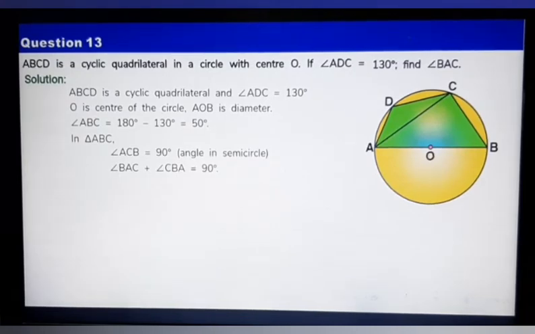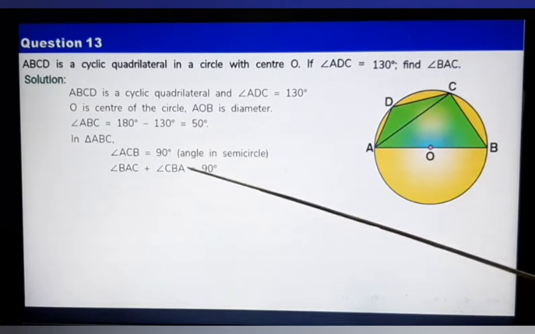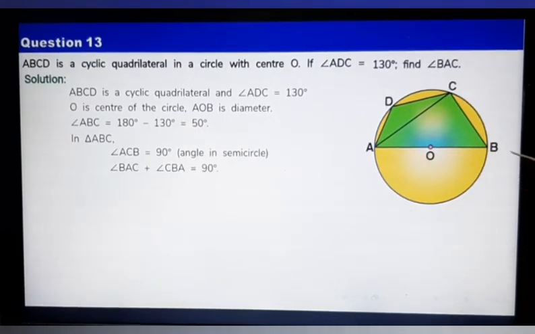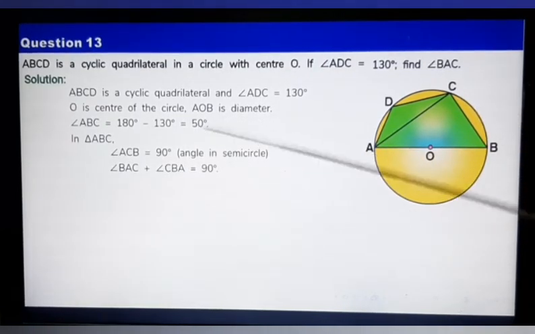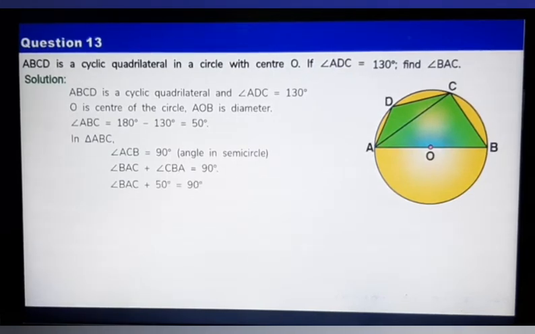All right, now our aim is to find BAC, that is this one. Now we know the value of CBA, or ABC also, right? So ABC is how much? 50 degree. So we have BAC equals 90 minus 50, which turns out to be 40 degree. So the value of angle BAC is 40 degree. So pause the video to note down.